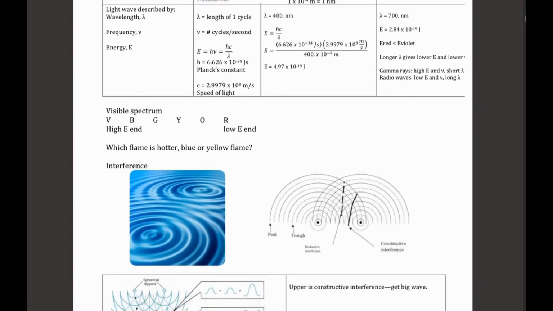So which flame is hotter, blue or yellow? Well, since blue is on our spectrum higher energy than yellow, we would conclude that a blue flame is actually hotter than a yellow flame.